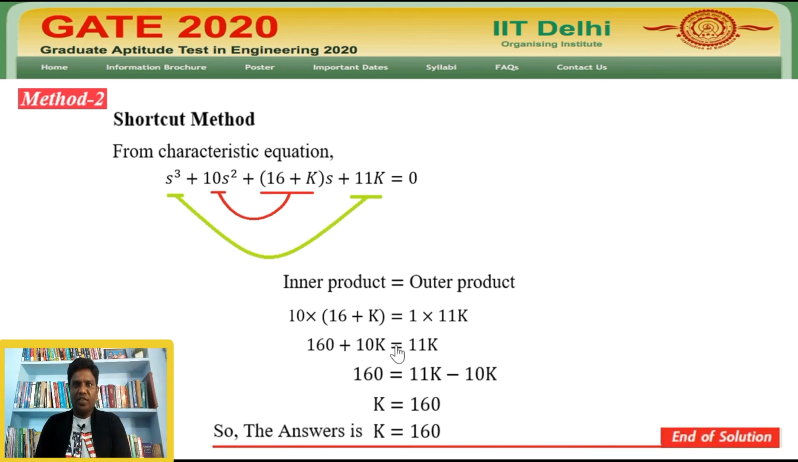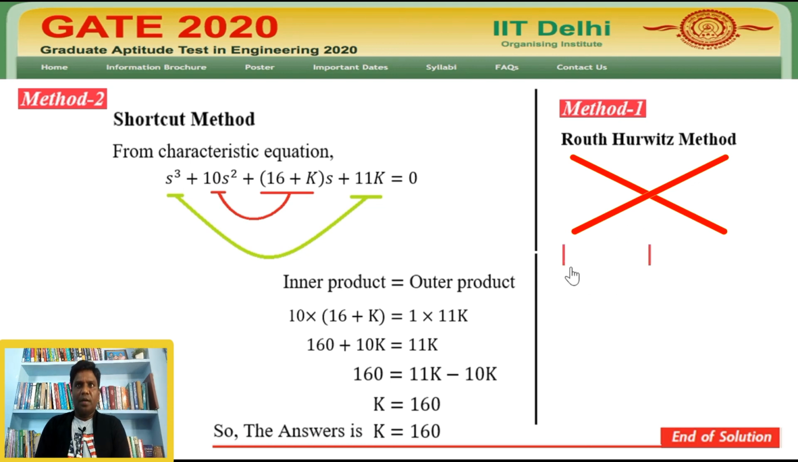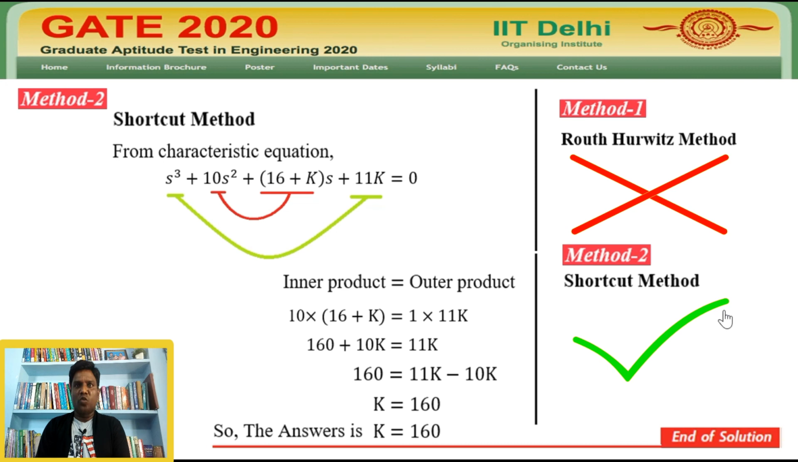From observation of method 1 and method 2, method 1 using the Routh-Hurwitz concept is a little bit tedious and a time consuming process in order to get the k value. Next, method 2, the shortcut method of equating the inner product and outer product, is an easier and less time consuming process in order to find the k value than the Routh-Hurwitz method.